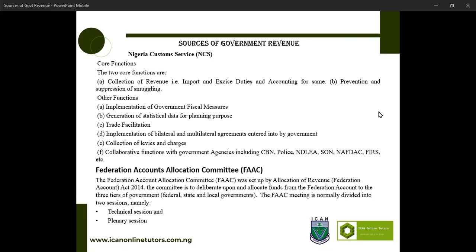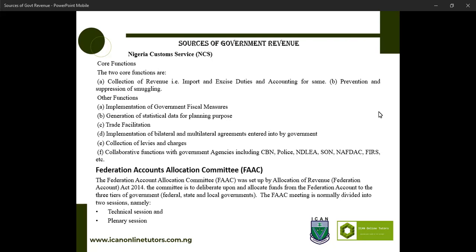What do you understand by import duties? For any importation of goods into the country which are not contraband by the government of the country, there are fees, payments that are charged on all importation of goods. The same is also applicable to goods that will be exported. So excise duties will also be collected on exportation of goods to other countries. So the second function of the NCS is to prevent and suppress smuggling. Prevention and suppression of smuggling.